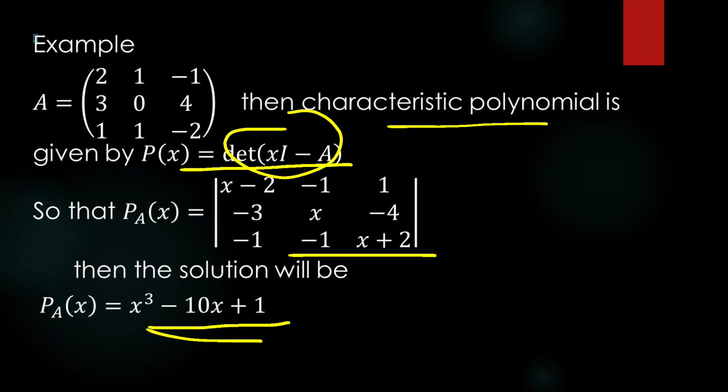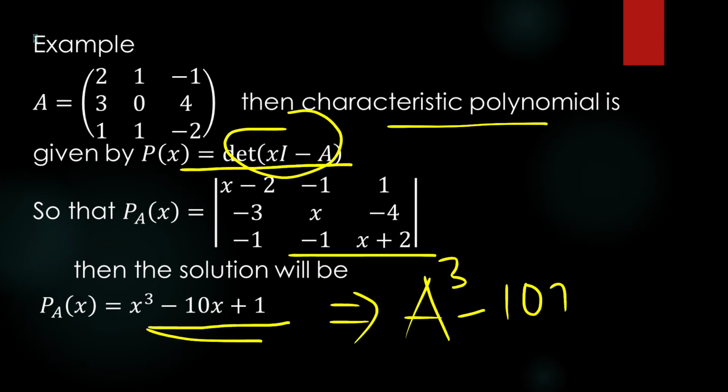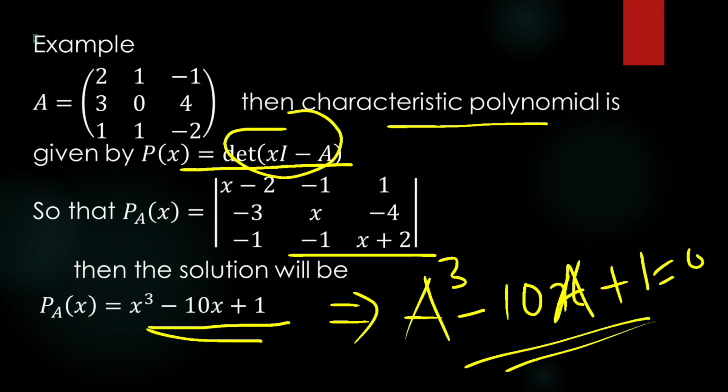So we will write this where we have x, we replace it with our matrix A. So we'll have A to the power 3 minus 10A, not x in this case. Wherever we have x, we put A, plus 1. We just need to show by Cayley-Hamilton that this gives us 0. If that happens, then we will have shown that the Cayley-Hamilton theorem is actually true.